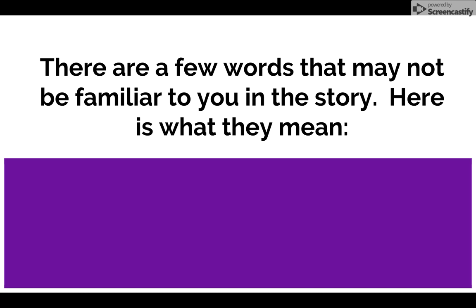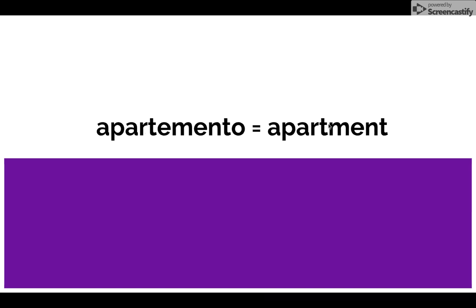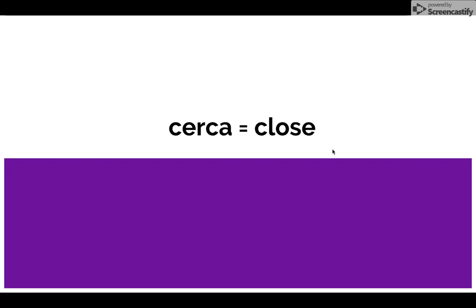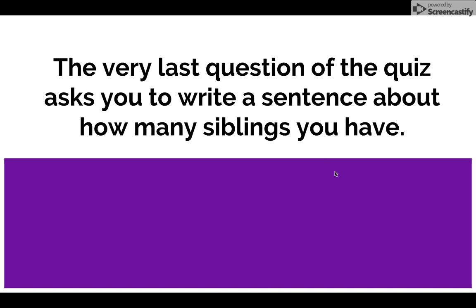There are a few words that may not be familiar to you in this story. So here is what they mean. The first one is apartamento, and that is just an apartment. The second one is cerca, and that means close. So like if I would say, mi casa es cerca de el parque, that would mean my house is close to the park. Bicicleta is bicycle.